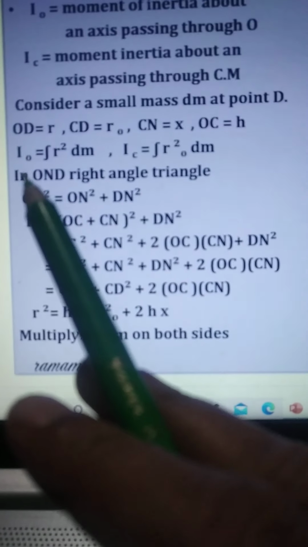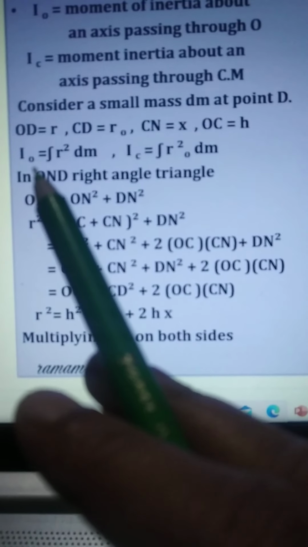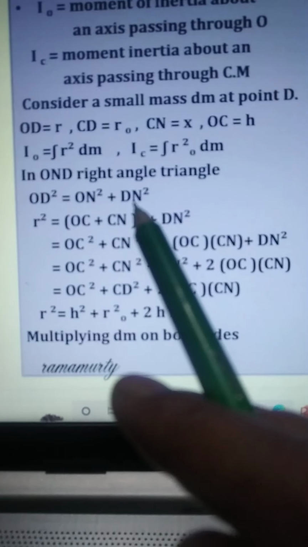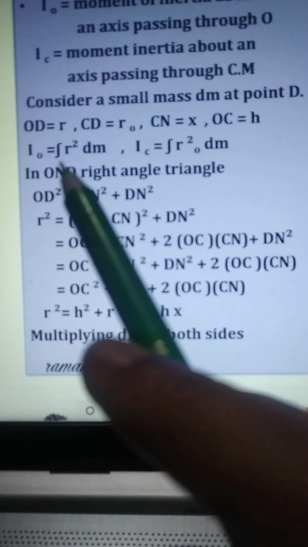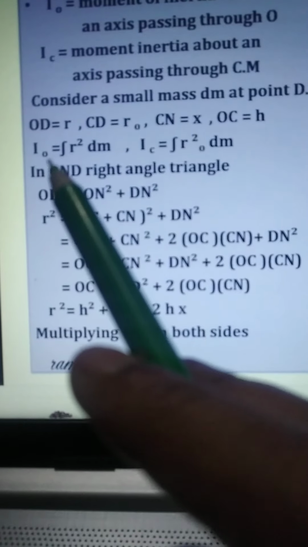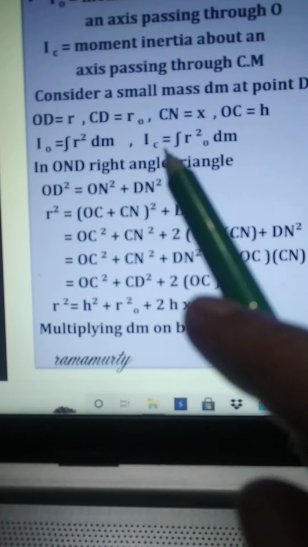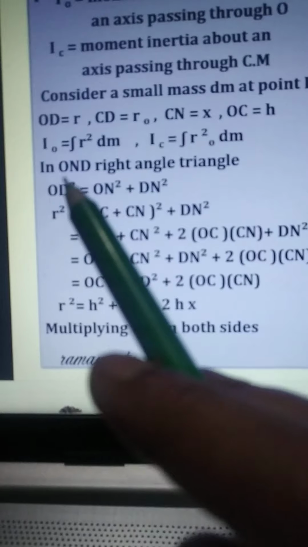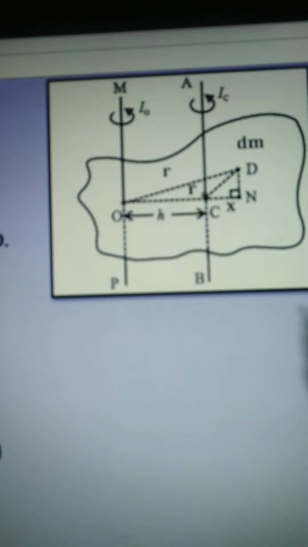So the formula for moment of inertia of the body about the axis passing through the O point, and moment of inertia of the body about the axis passing through the C point, the center of mass. So we write the formula: I naught is equal to integration of R square dm, and IC is equal to integration of R naught square dm. Now in triangle OND, we'll again see the figure.